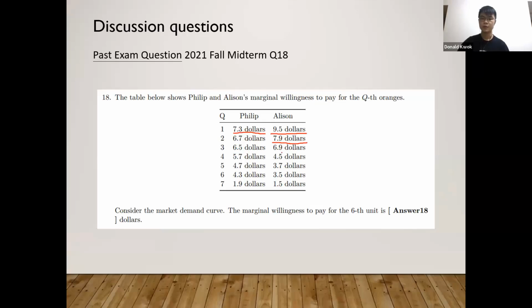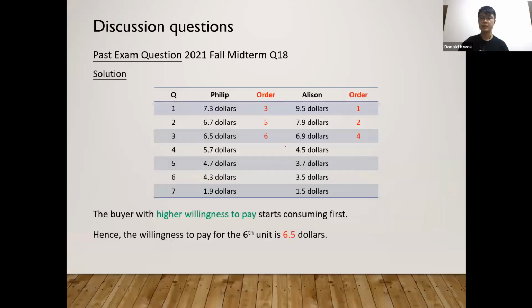Okay, so keep continuing this, and you should be able to find out the marginal willingness to pay for the sixth unit is $6.5, purchased by Philip. And this is why we are ranking the willingness to pay in such an order.